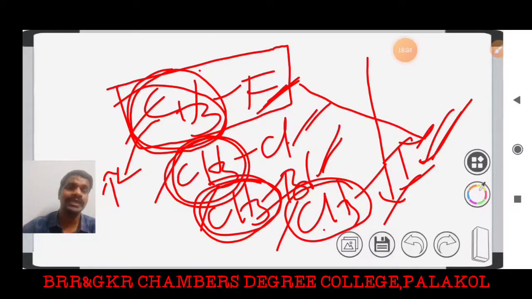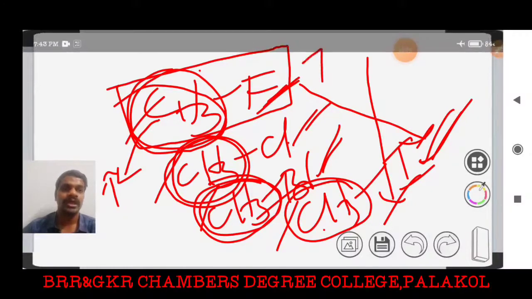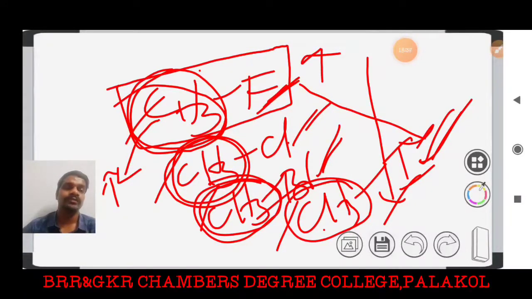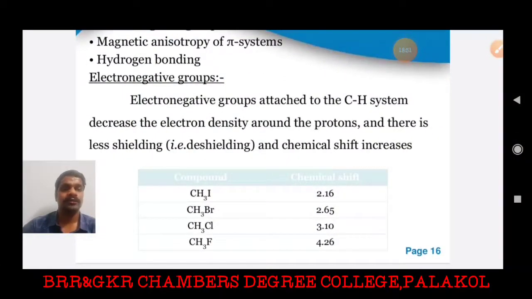So due to the increase in electron density, the chemical shift value will decrease. That means the hydrogen atoms in methyl fluoride have a higher chemical shift value than in methyl chloride, and the hydrogen atoms in methyl chloride have a higher chemical shift than in methyl bromide, and the chemical shift value is higher in methyl bromide than in methyl iodide. So these are the values.